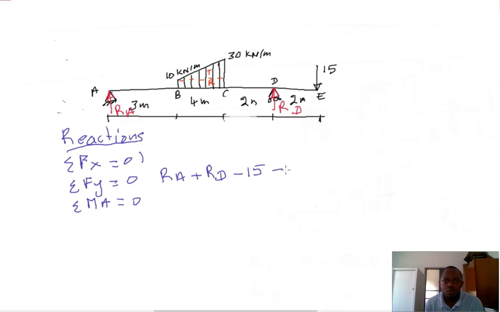So what we have now, I will just first consider the rectangle part, which will be 10 times 4. 4 is the distance between B and C, which is the length of the UDL. And I will consider now the triangle part, which will be 30 times 4 divided by 2. This equals 0. So this is what we can call equation 1.